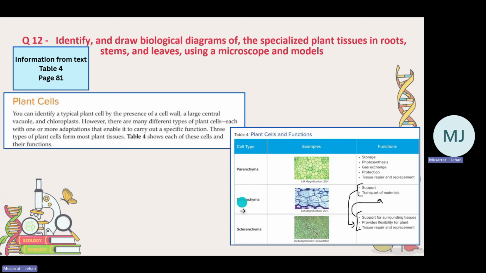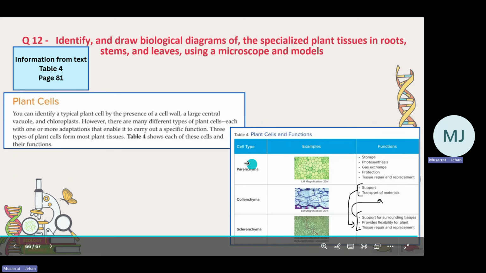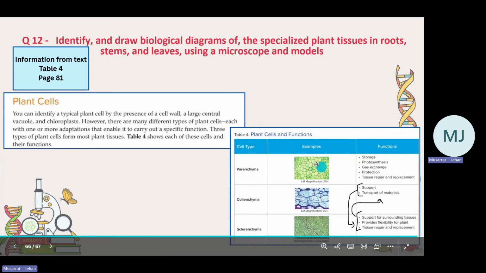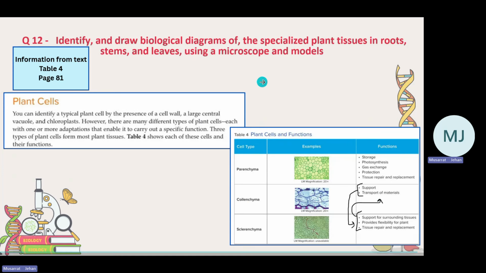These are the three types of plant cells. You should know the three cells. First one is parenchyma, second collenchyma, third sclerenchyma. Parenchyma, see the images. You should remember the images as well as the functions. Parenchyma has many functions. Firstly, it stores. Then photosynthesis also takes place in parenchyma. Gas exchange takes place in parenchyma. Protection and also tissue repair and replacement.